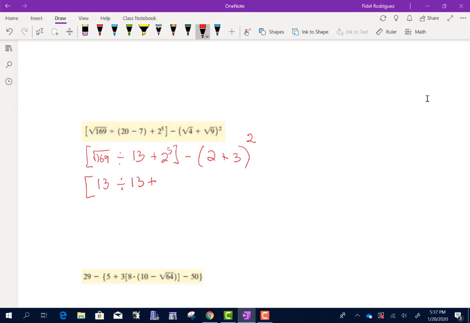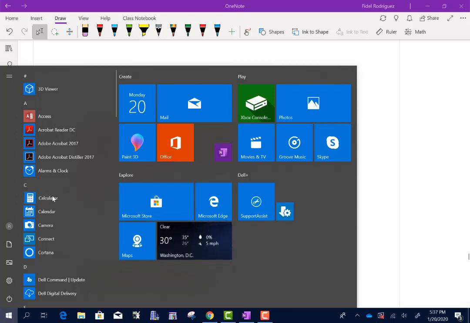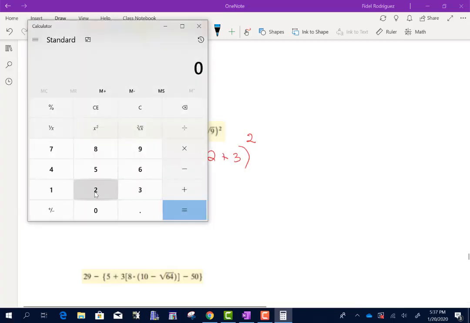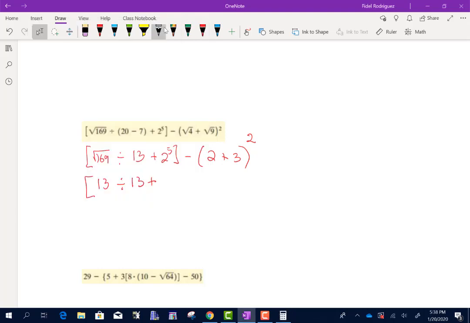So remember, 2 to the 5th power, let me see if my calculator is going to work here. Here we go. So 2 times 2, that's 3, that's 4, that's 5, hit equals, is going to give us 32. So here we go, 32. Minus, let's see, 2 plus 3 I already know is 5 squared. All right, so now let's keep going.